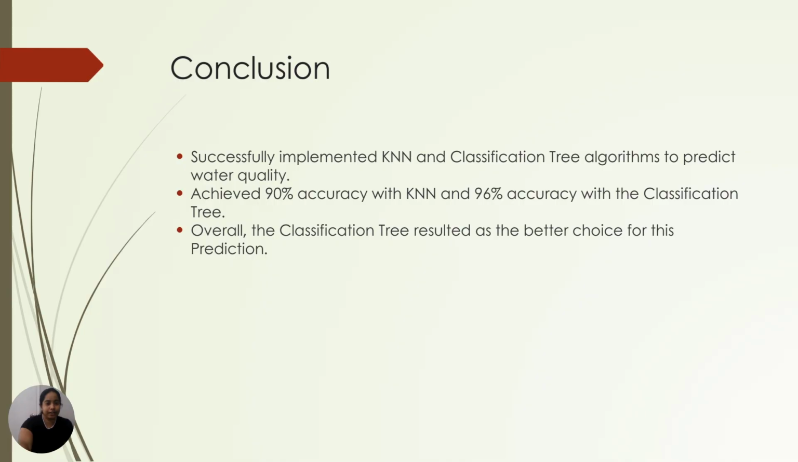And moving to the next slide, conclusion. We have successfully implemented both the classification and the KNN algorithms to predict whether water quality is safe or unsafe for consumption. We achieved 90% accuracy with the KNN and 96% with the classification tree. Overall, the classification tree provided more validation accuracy compared to the KNN, and it also provided faster results. So the classification tree provided better results for us to predict whether the water is safe or unsafe for consumption.